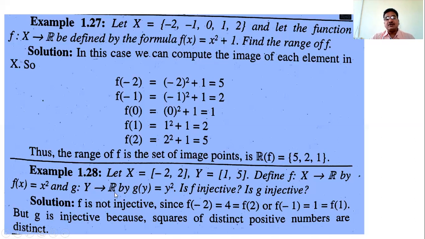A function is not injective if we have two elements in the domain Y such that the elements are different but their images are the same. Under this function g(y) = y squared, the images of minus 2 and plus 2 are the same, but minus 2 and plus 2 are not elements of this set [1, 5]. What is this set Y? This set Y is the closed interval [1, 5], which means it contains 1, 5 and all elements that lie between 1 and 5.